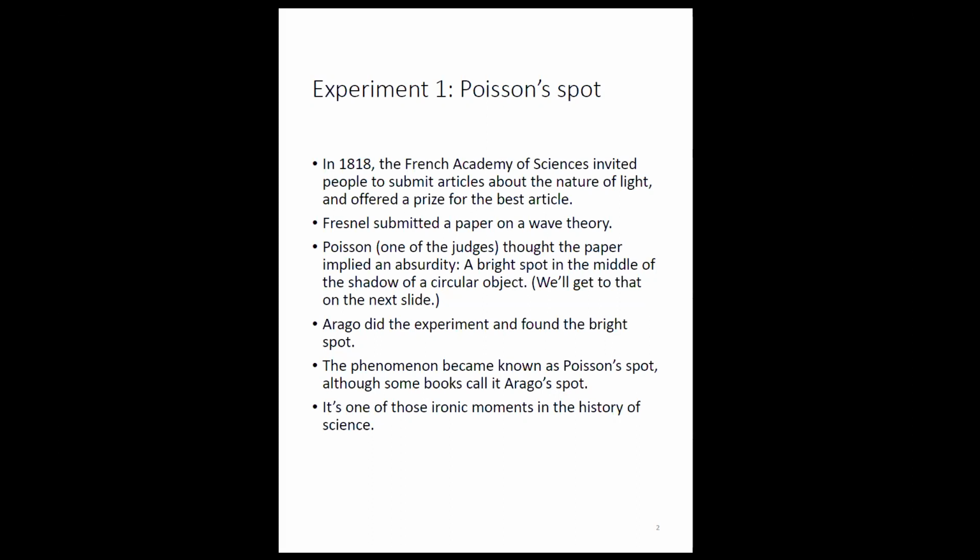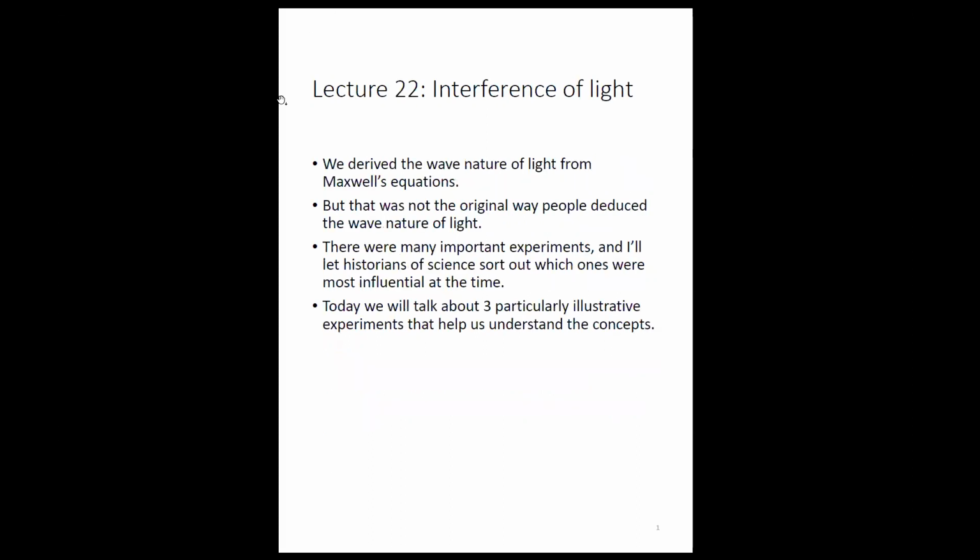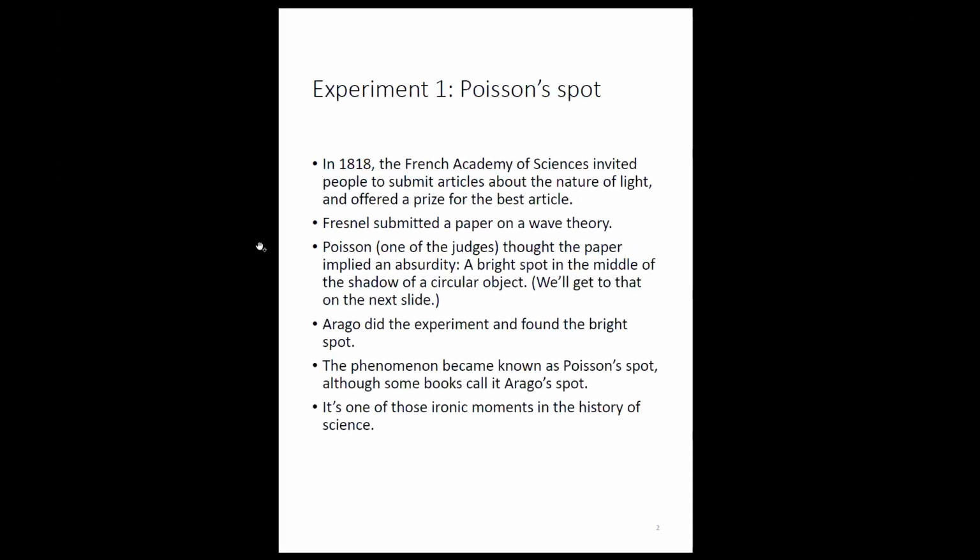Now, we derived the wave nature of light from Maxwell's equations. But that's not how this was originally done. How this was originally done was through some experiments that actually came before Maxwell's equations, before they knew what type of wave it was, before they knew that it was a wave of electric and magnetic fields that push and pull on charges. They knew it was a wave of something. And one of the experiments was Poisson's spot.